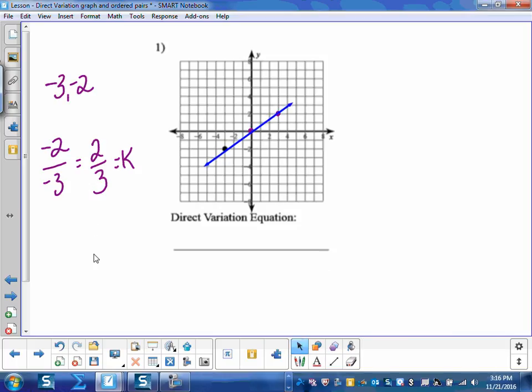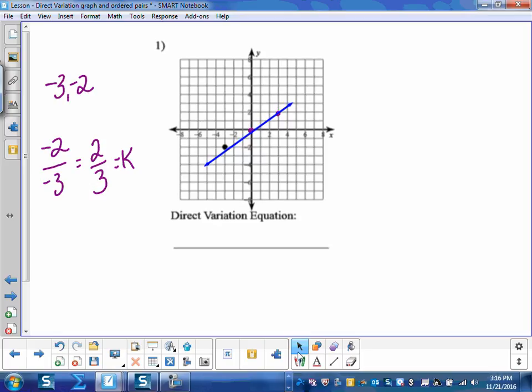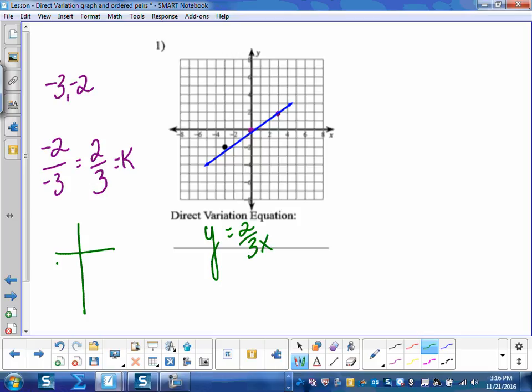All right, so my equation is y equals 2/3 x. So we've identified the points (-3, -2), (0, 0), and (3, 2). There's points on that line.